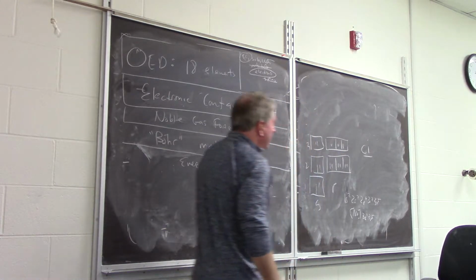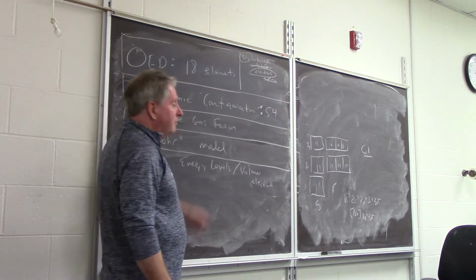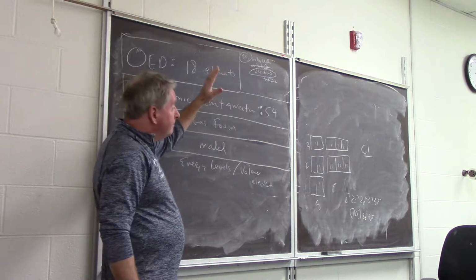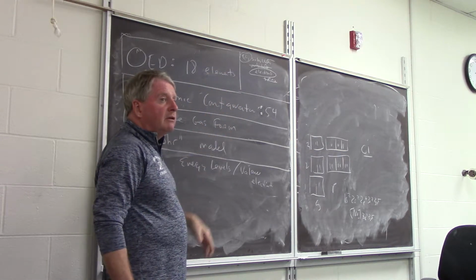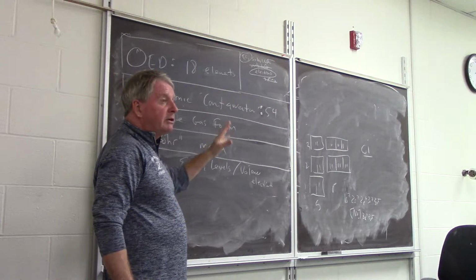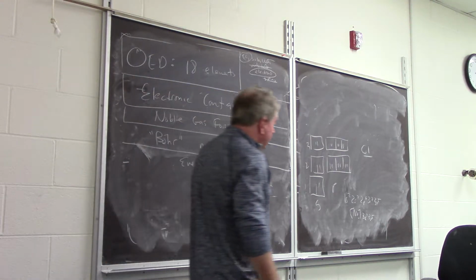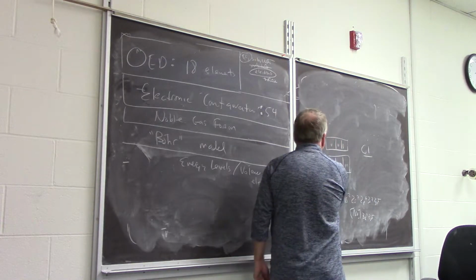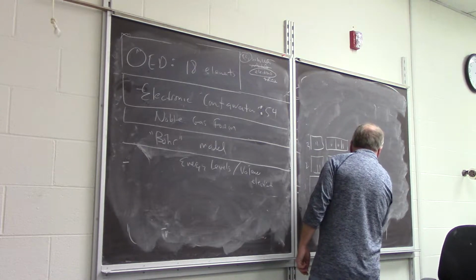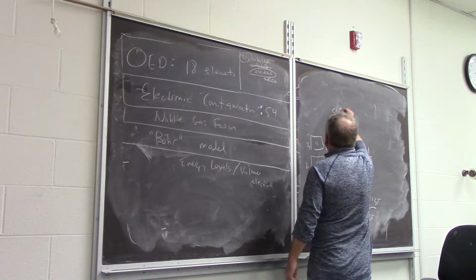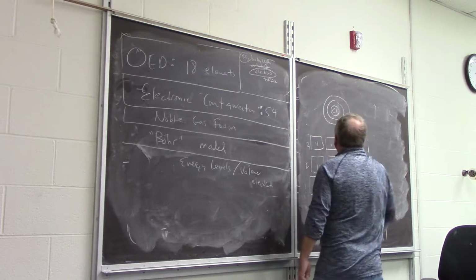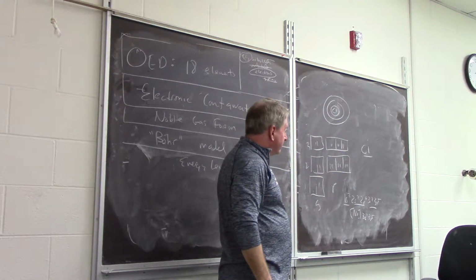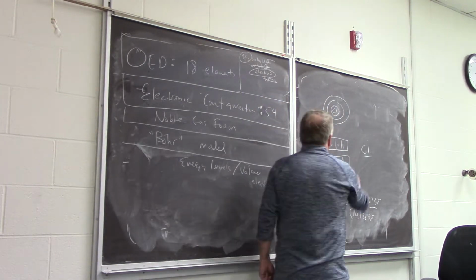All right. The Bohr model is you just write down how many shells it has, and we'll get a diagram: how many shells it has and how many valence electrons. So how many shells does chlorine have? 3. 1, 2, 3. And then how many valence electrons does it have? 7.